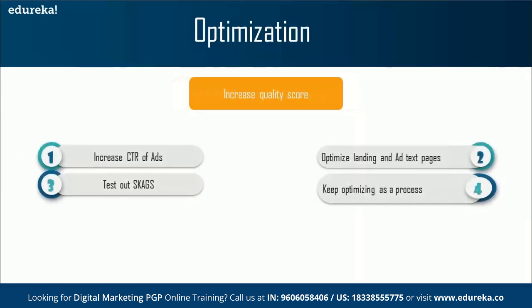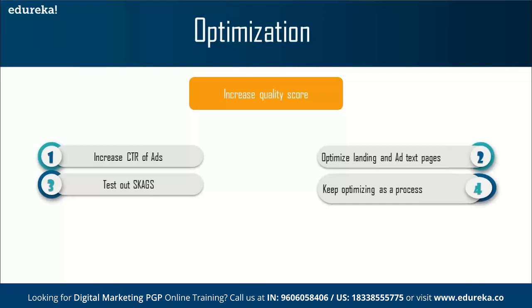Increase quality score. Quality score is the most important factor and it depends a lot on click-through rate. Click-through rate of your ads can only be increased when you experiment a lot on the ad text. So you need to put the right keywords. You need to do a lot of experimentation to write good ad text. Optimizing landing pages and optimizing ad text, explained before.